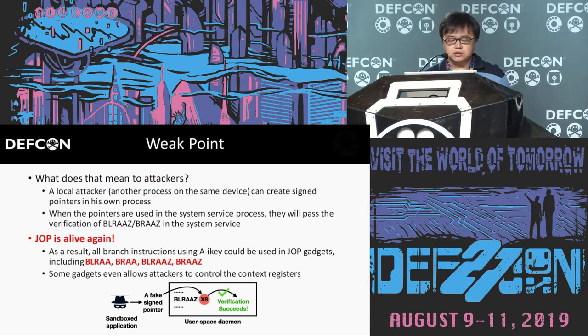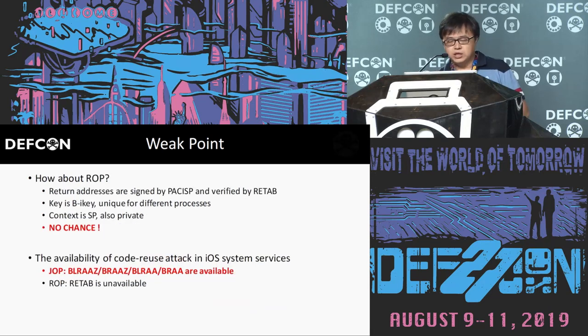That means we can still use the gadgets that end with BRAA or BRAB to find the JOP gadgets and chain JOP gadgets to do malicious things. But how about ROP? We know that ROP gadgets should now end with RETAB.